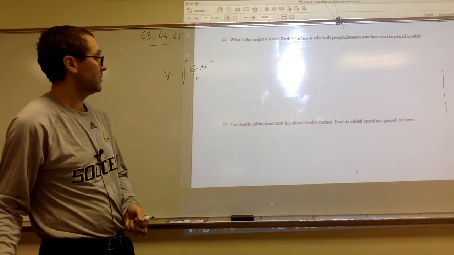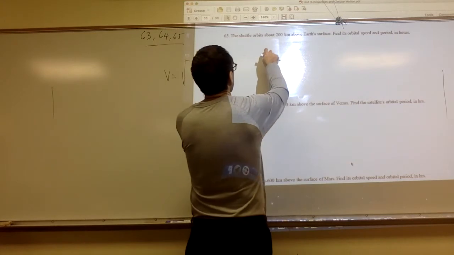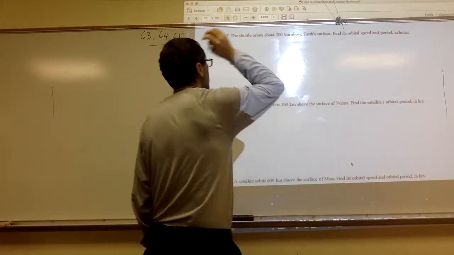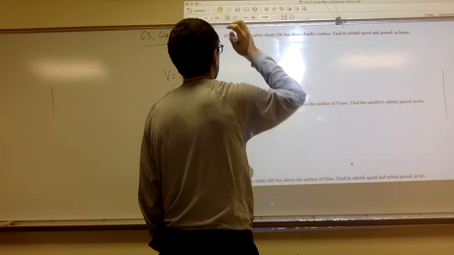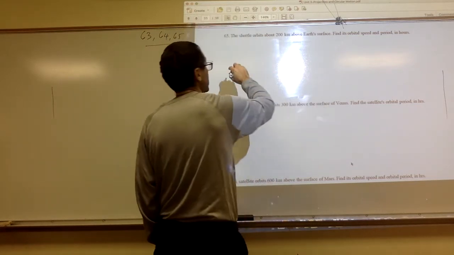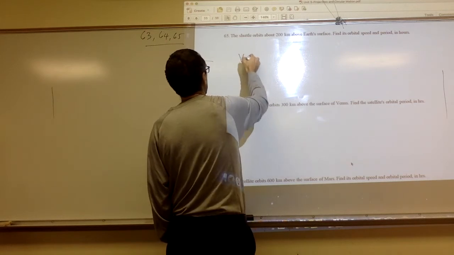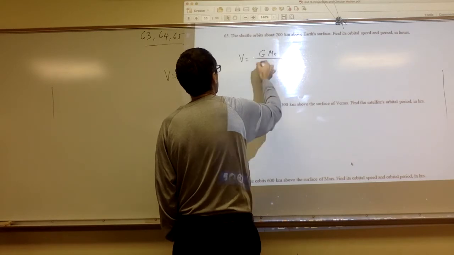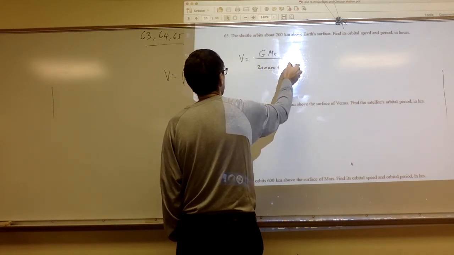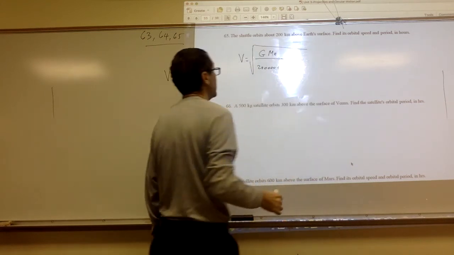And maybe 65 too. The shuttle orbits about 200 kilometers above Earth's surface. Find its orbital speed and period in hours. All right, so I think we can find its speed first. So V equals big G, the mass of Earth, over... Now that's 200,000 meters in addition to the radius of the Earth. And there is no square, but there's a square root above this whole thing.